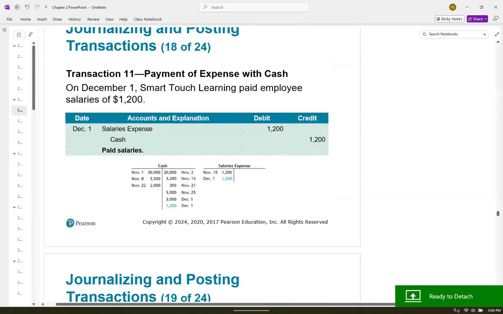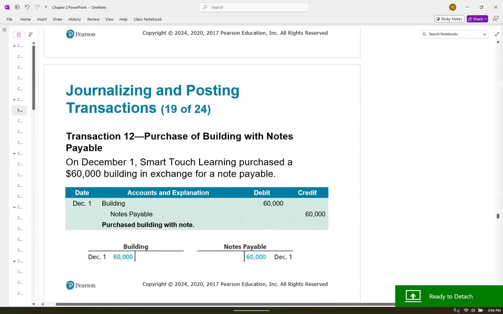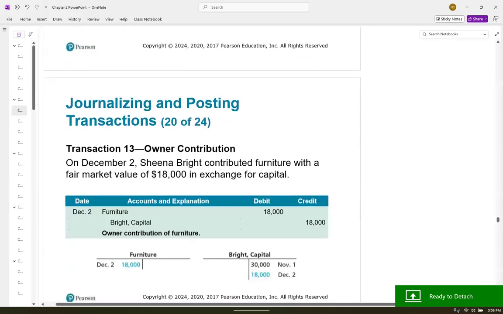Okay. Oh, there's more. I did not realize this problem went on this long. All right, transaction 11, payment of expenses with cash. So we will debit salaries expense and credit cash. Okay. And then transaction 12, we are going to purchase a building with a note payable. This won't involve cash. Okay. We are buying an asset, a building, and we are going to finance that with a note payable, that is a liability of $60,000. Okay. We've got more.